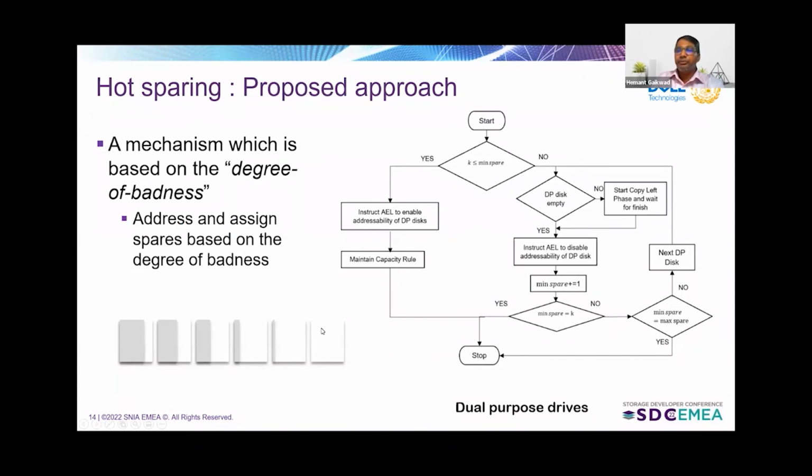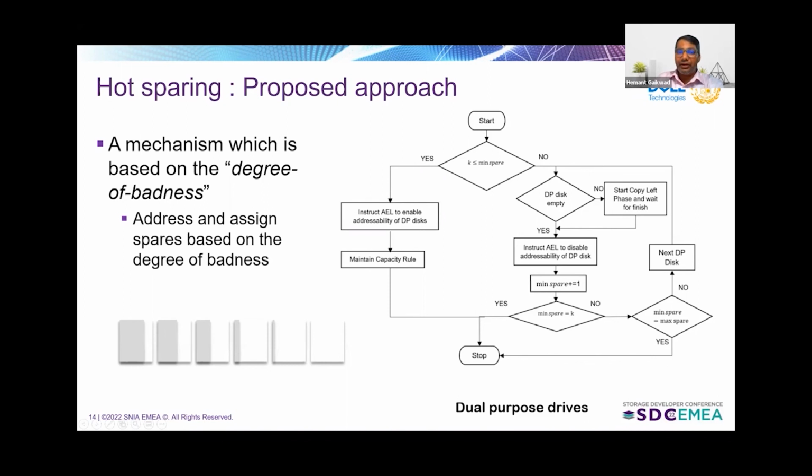Let's have a look at the proposed approach and what it does in terms of solving the problems that we just saw. Here, what we propose is a smart sparing mechanism, a mechanism which is based on the degree of badness and helps in identifying which RAID group needs more attention and how to assign the spares. There is nothing great in this approach as such. It's just pure common sense of providing more attention where it's duly required. Going by the same analogy, the proposed mechanism does dynamic and automated configuration changes based on the degree of badness and, simply said, the degree of attention required.